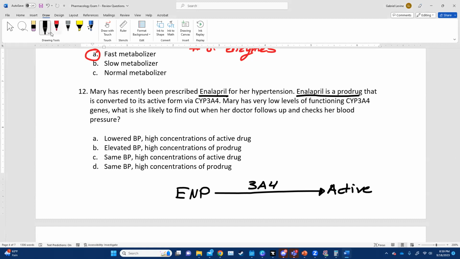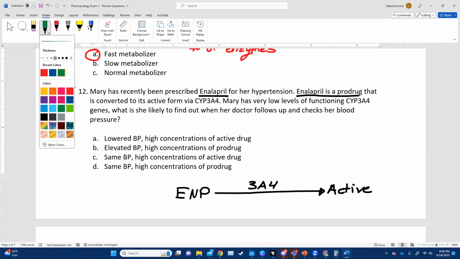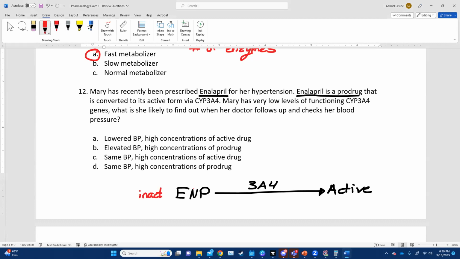What do we know about prodrugs? Are they active? Are they generally inactive? What do we know about them? For the most part, they are inactive. So if Mary has low levels of functioning 3A4, then the effect of 3A4 goes down, which means that very, very little of the drug is converted into its active form.